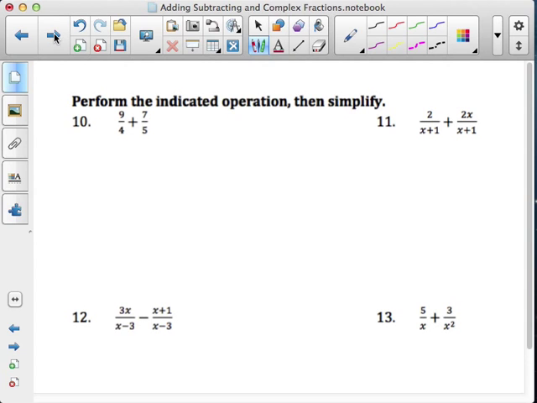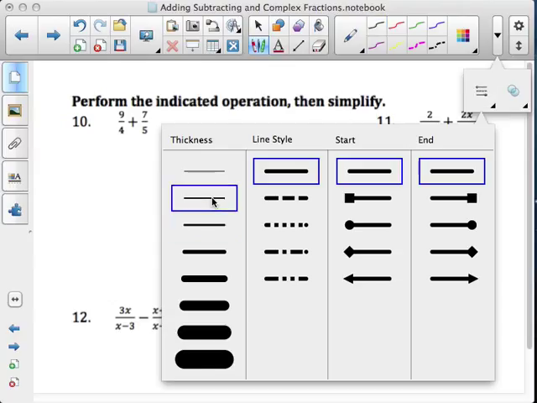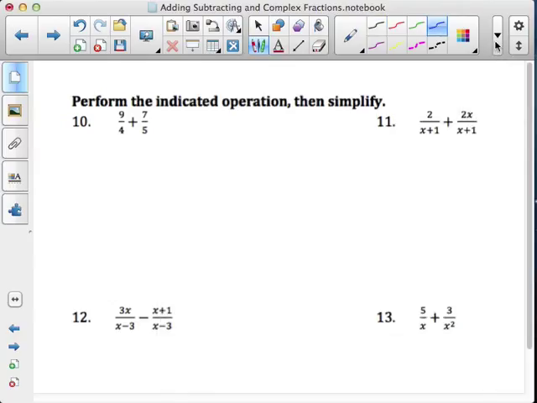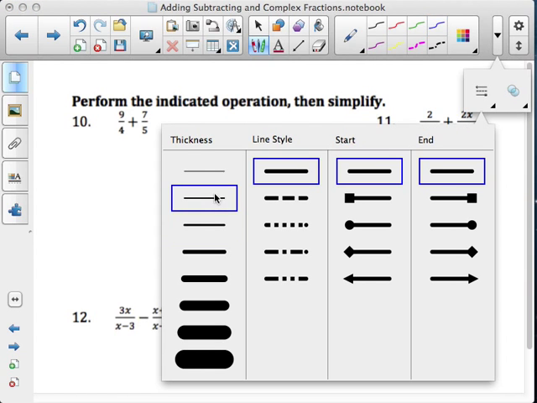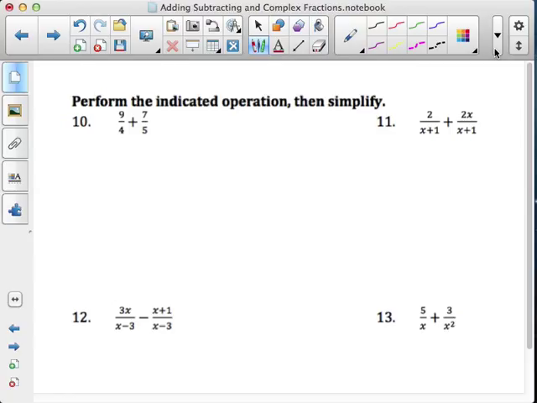So let's look at some more complicated problems here. So 9 over 4 plus 7 over 5. So I know my least common multiple is going to be 20. So times 5, times 5, times 4, times 4. So 9 times 5 is 45 over 20 plus 28 over 20. And so that gives us 73 over 20. Okay, it can't be simplified, so we leave it like that.